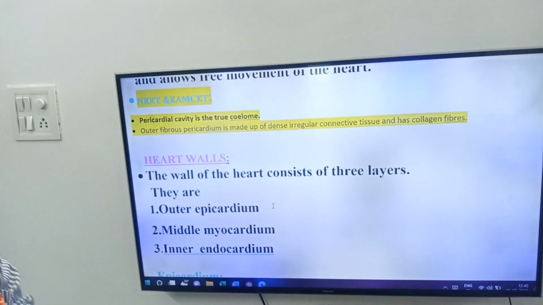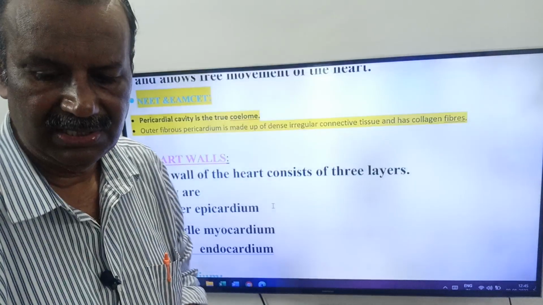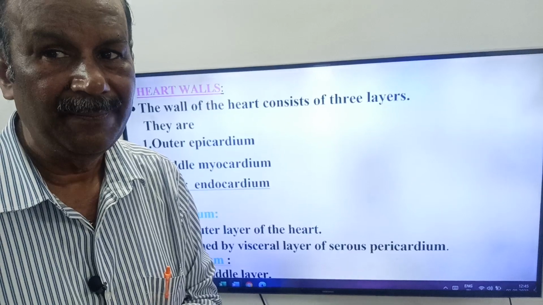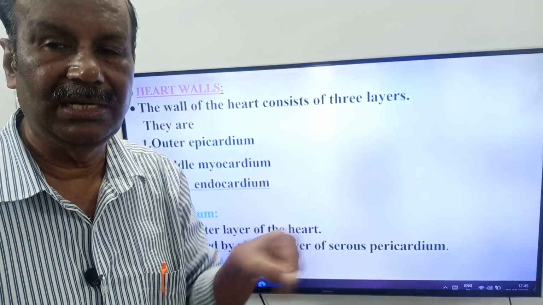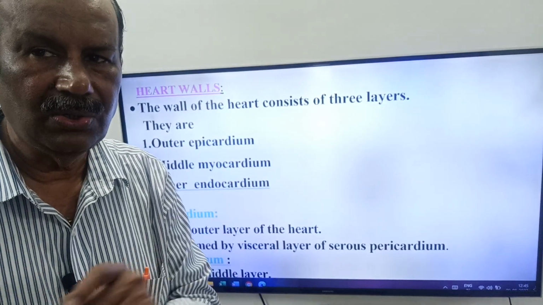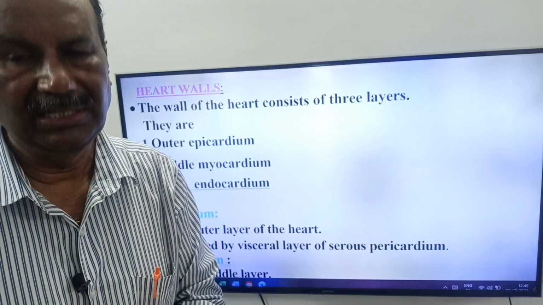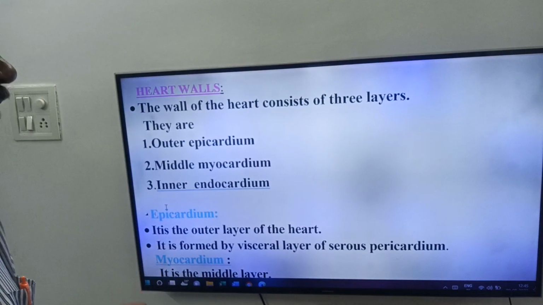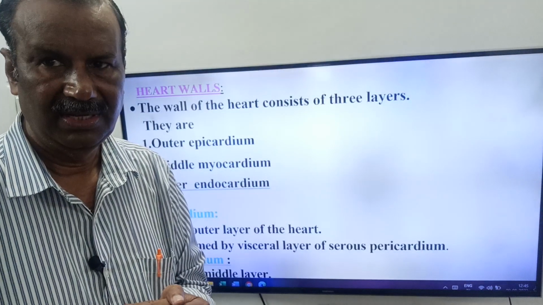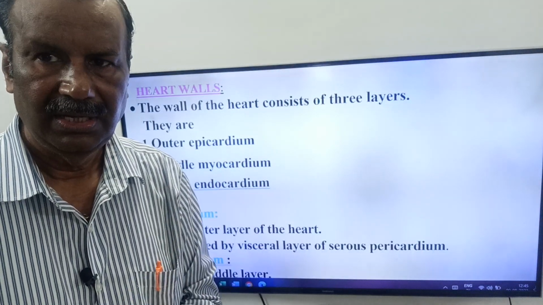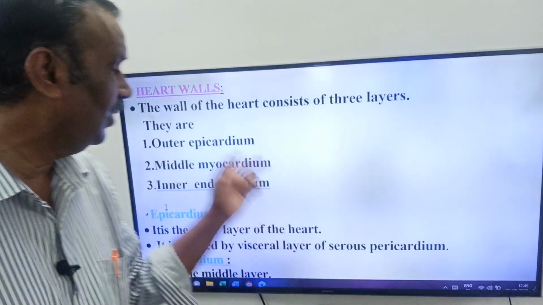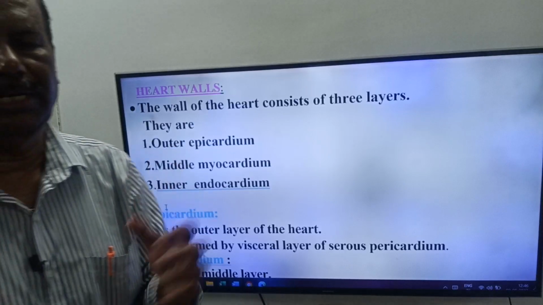Okay, friends? Now come to the heart walls. Friends, walls of the heart. As of now, we discussed the layers which are present around the heart. Now we'll go to the walls of the heart. Okay, friends? Heart walls consist of 3 layers. What are they, friends? Outer epicardium, middle myocardium, inner endocardium.